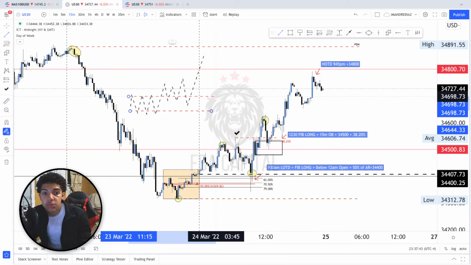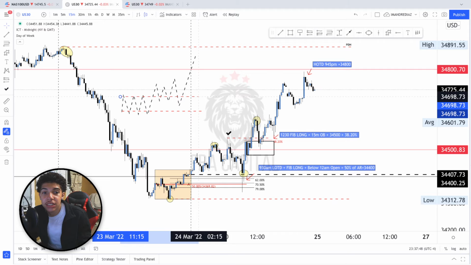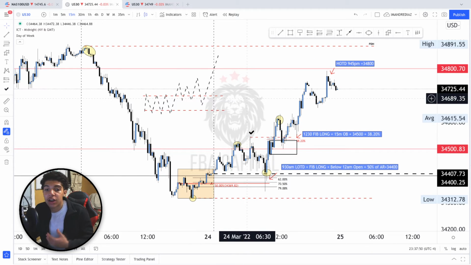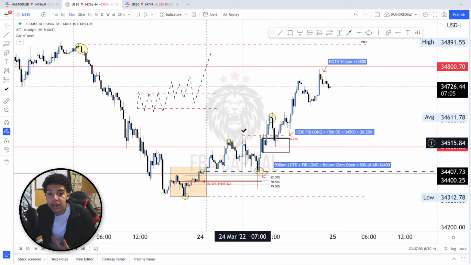And even though these patterns aren't ideally the best ones to take, I personally like taking continuation trades because they have higher potential of playing out. And overall, when you're looking for reversal trades, a lot of the time they don't play out fully.